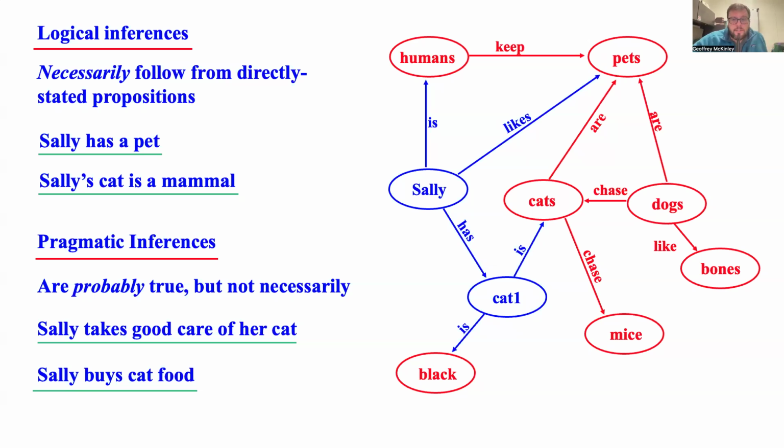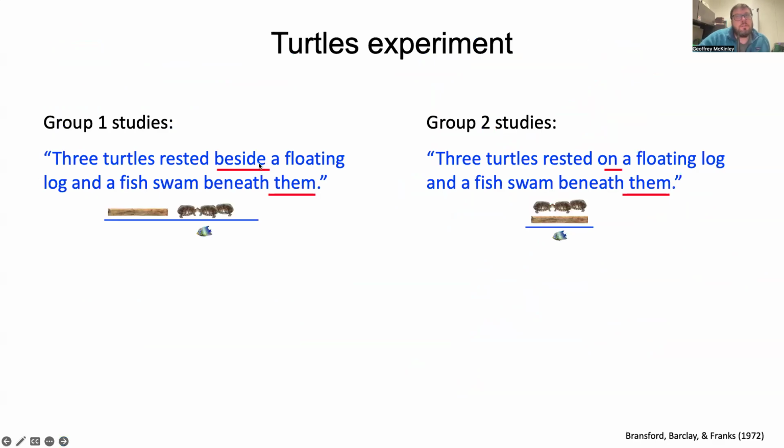Okay, so now we're going to talk about the turtles experiment, which I know means nothing to you. So let's do it, okay? So in this study, participants would read... so you would be in one of two groups. If you're in group one, you would read a sentence that said, "Three turtles rested beside a floating log, and a fish swam beneath them," right?